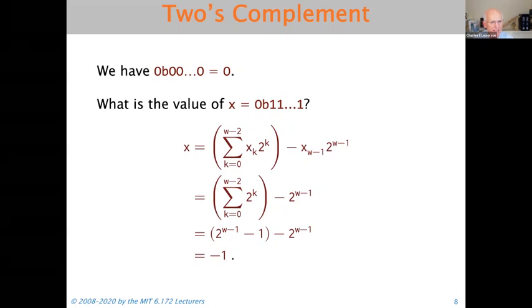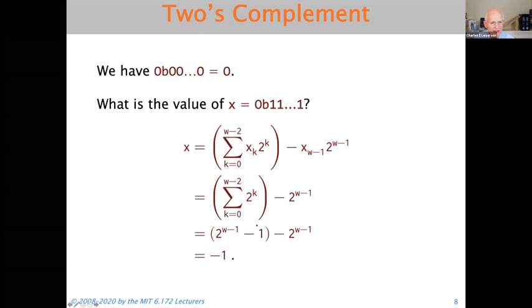So the first line is just the formula. The sum of all the higher powers of 2, and the same for the last, except that there's a minus sign on it. And here, since all the x sub k in the summation are 1, it's just the summation on the second line of 2 to the k, and minus, since x sub w minus 1 is 1, 2 to the w minus 1.